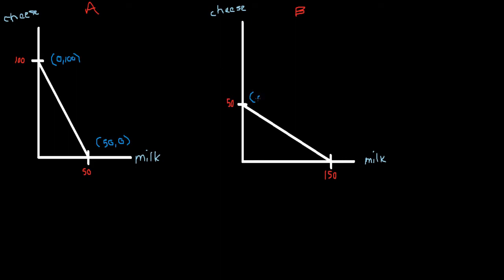They can make 0 milk and then 50 cheese, or they can make 150 milk and then 0 cheese. Okay, you feel me? So, judging by this, who has the absolute advantage in producing what good?